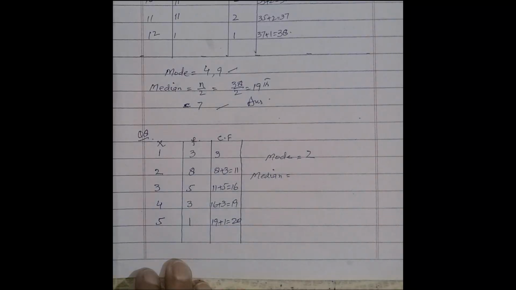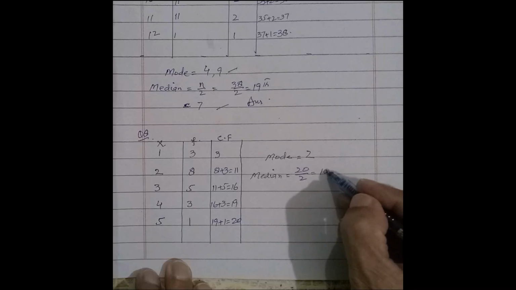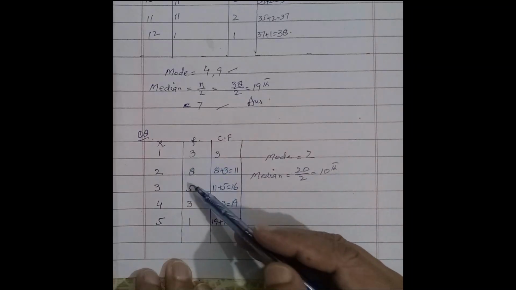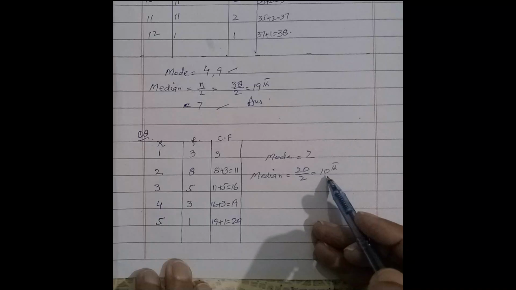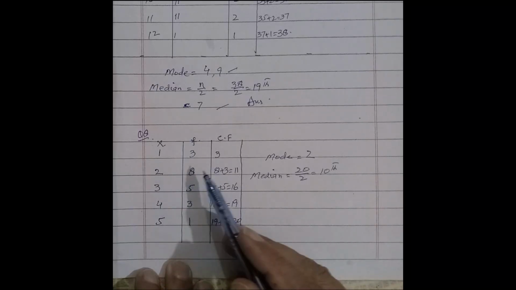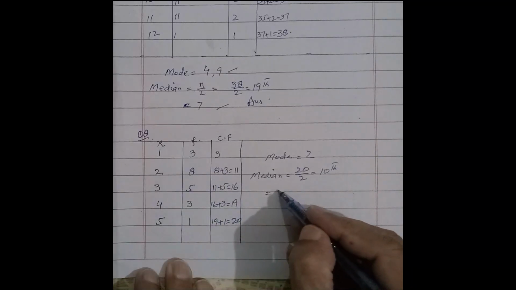In median, we know that when the sum of frequency is even, it is divided by 2. The sum of frequency is 20, it is even, so it is divided by 2, and the value is 10th. It means the number of heads against the 10th frequency is our answer. We calculate here 3 plus 8 is 11, but we want the 10th. So the 10th is in this frequency, and the number of heads against the 10th frequency is 2. So the answer is 2.